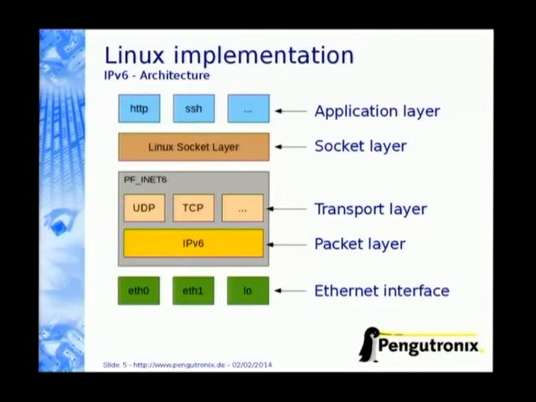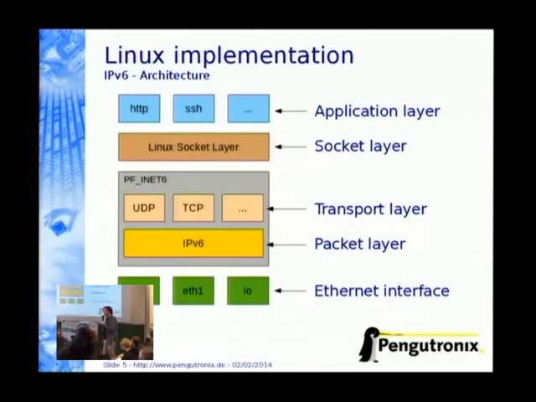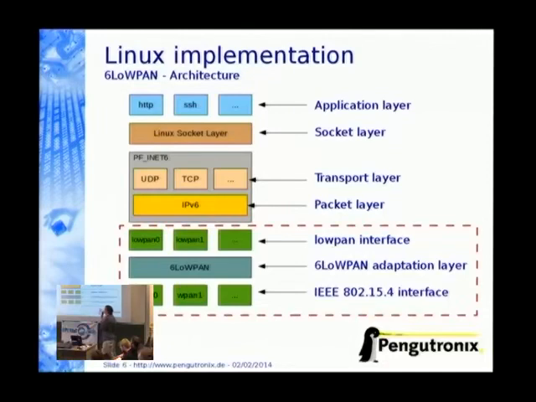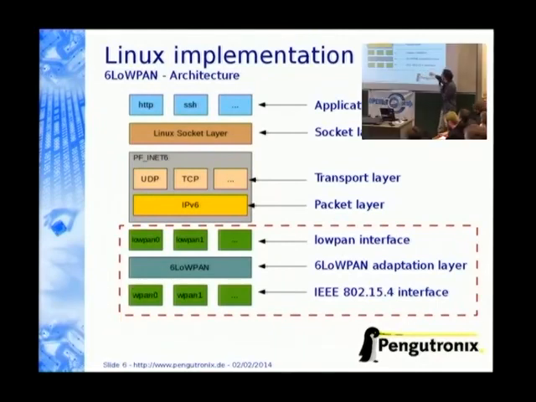This graphic basically shows what a normal IPv6 stack looks like. First we have an application layer, then a socket layer, transport layer, and network layer. On the bottom, we have the Ethernet interface. Now 6LoWPAN has no Ethernet interface. I marked this in this red box here. We have two interfaces: a LoWPAN interface and then a WPAN interface, the IEEE.4 interface. And in the middle of this, we have a 6LoWPAN adaption layer. That's something magic. I will describe it later.